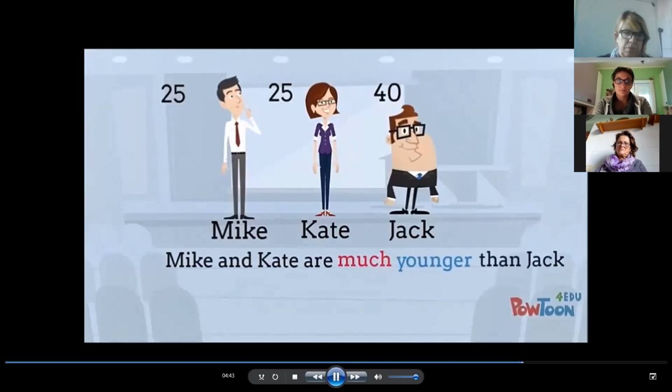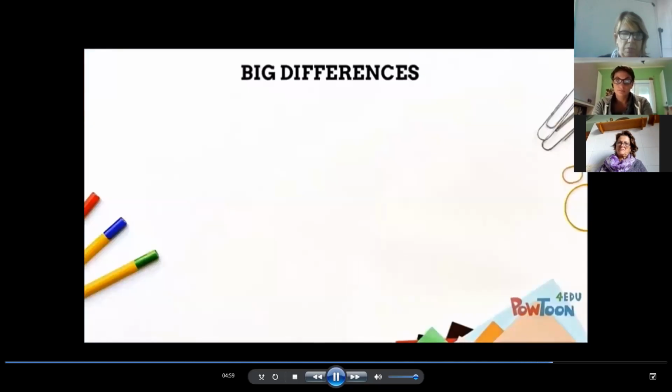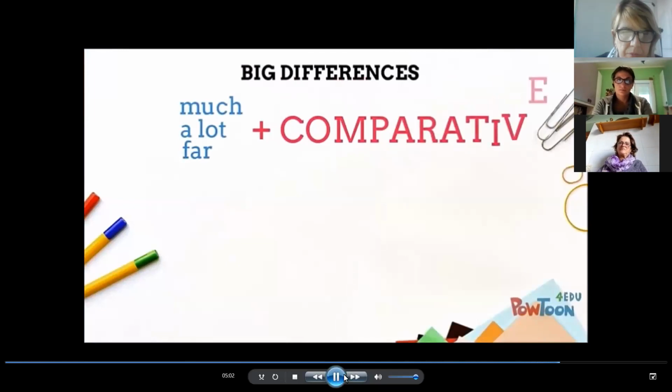Mike and Kate are much younger than Jack. However, Jack is much more experienced than Mike and Kate. When we talk about big differences, we use the words much, a lot, far before the comparative.